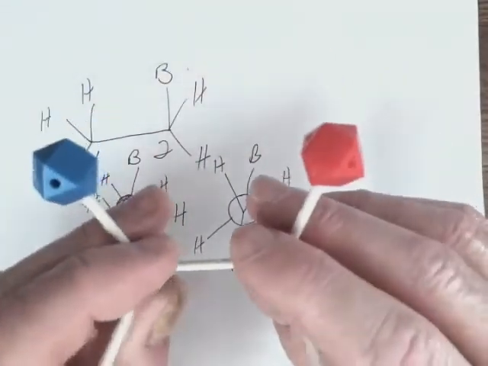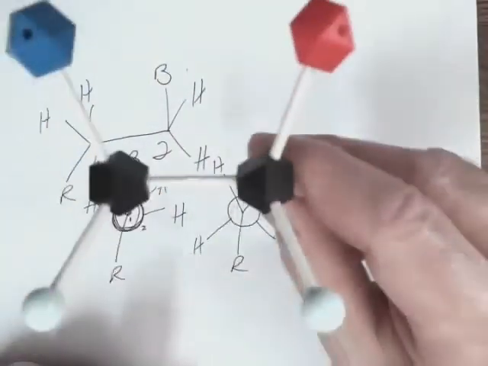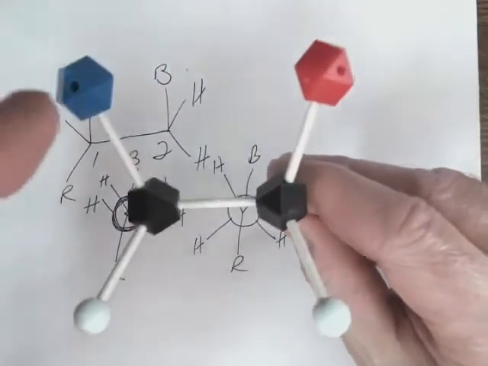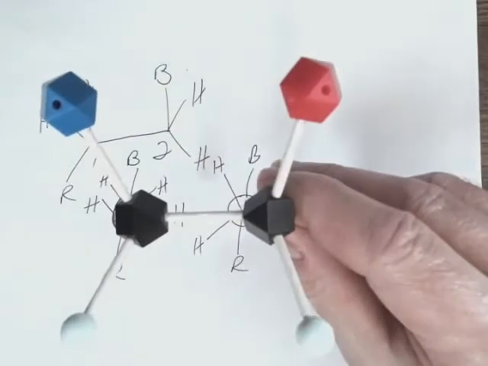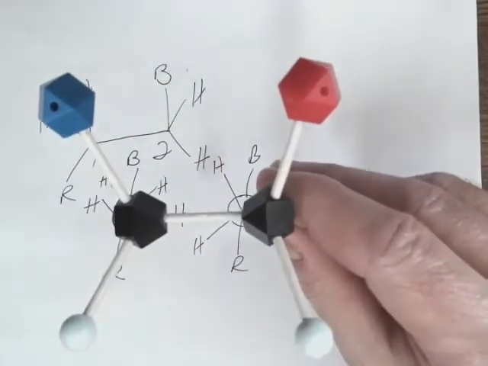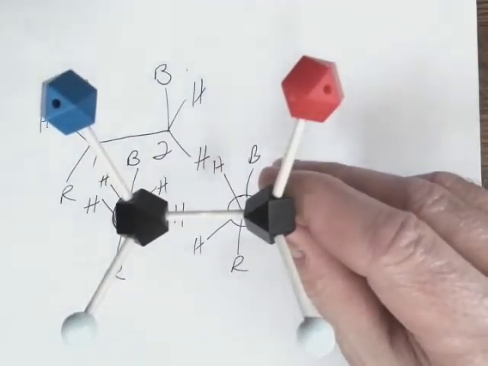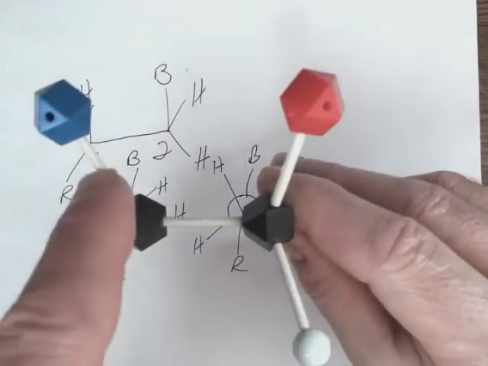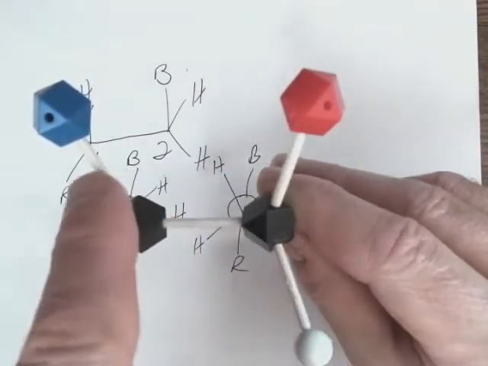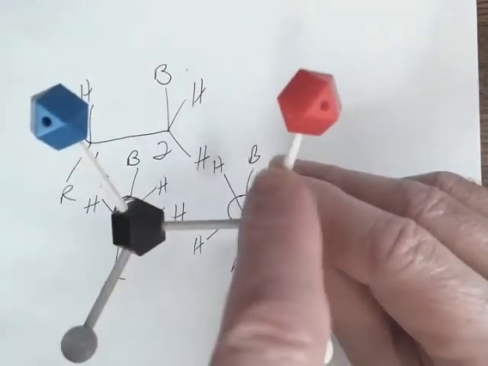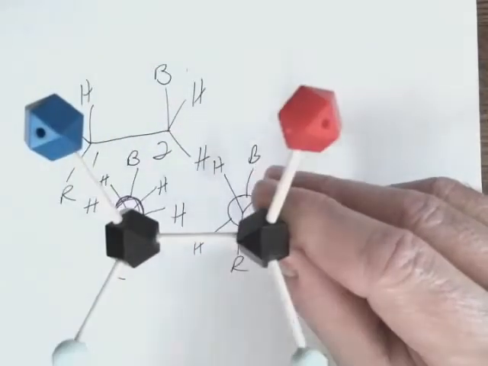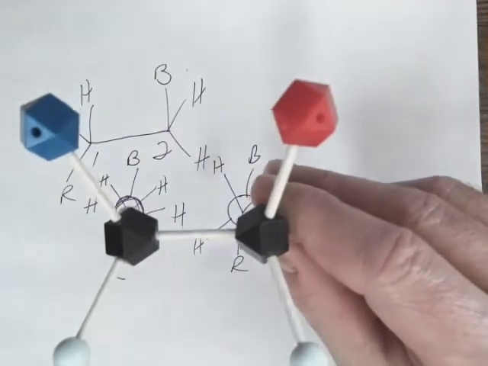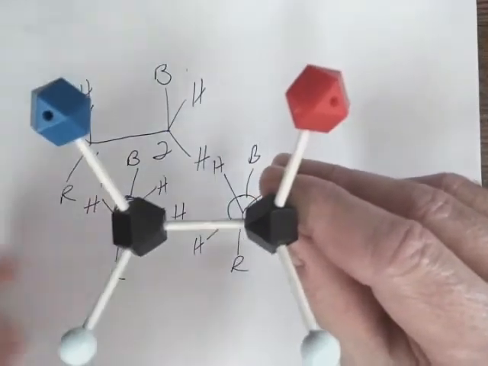The blue and the red are eclipsed. We're looking at the Newman now sideways. There's a 0 degree angle between blue, black, and red. 0 degree torsional angle, dihedral angle. And you also have torsional strain because you have a sigma bond eclipsing a sigma. Steric is blue coming in contact with red. We don't have angle strain because we don't have a ring.